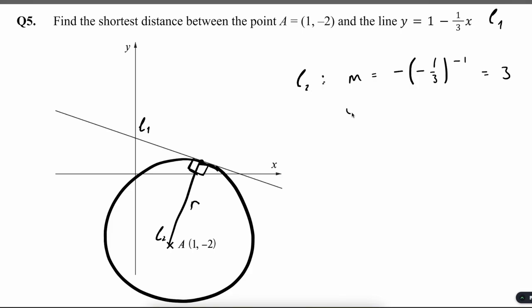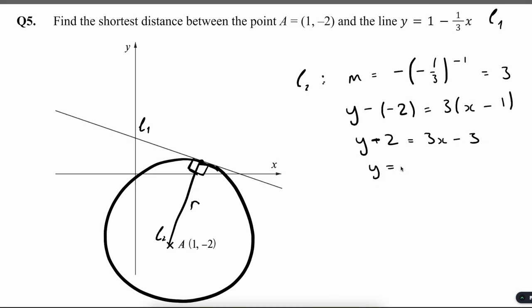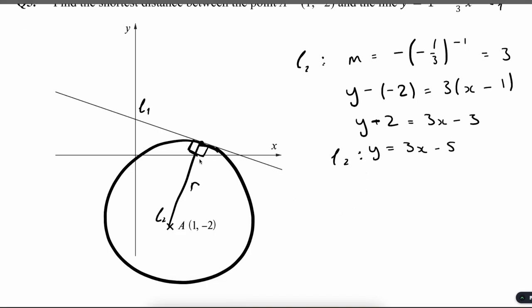Now we're going to use y minus y1, which in this case is minus 2, equals m bracket x minus x1, which in this case is 1, to find our equation for the line. y plus 2 equals 3x minus 3. So y equals 3x minus 5. That's L2. So we need to find where L2 crosses L1 to find this point here.